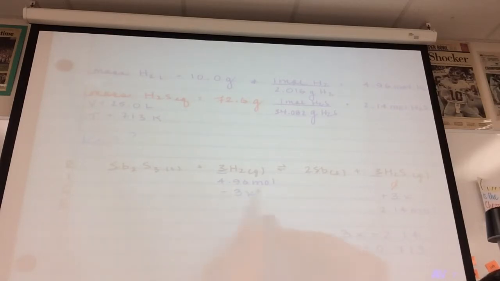Now in this particular instance, it's pretty easy because you already know what 3x is, but I want to make sure you can solve for x. That's an important point. But in this case, the 3x, if you will, we know is this. So 4.96 minus 2.14 is 2.82 moles. And now I want you to solve for Kc. Write the expression and solve for it.